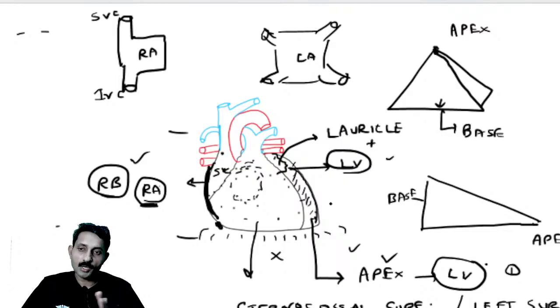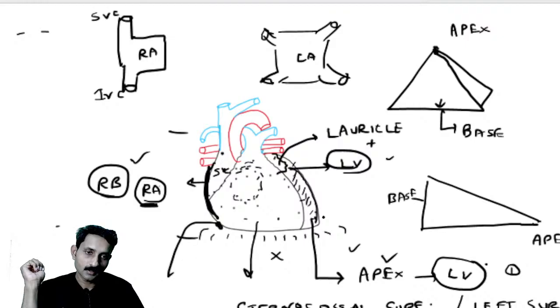See the difference between border and surface. Border is nothing, just a line. Surface means entire surface. So the entire sternocostal surface is formed by right atrium and right ventricle. Left surface is formed by the left ventricle. Now one more surface we have just missed in this discussion. This surface, the part which is present here.